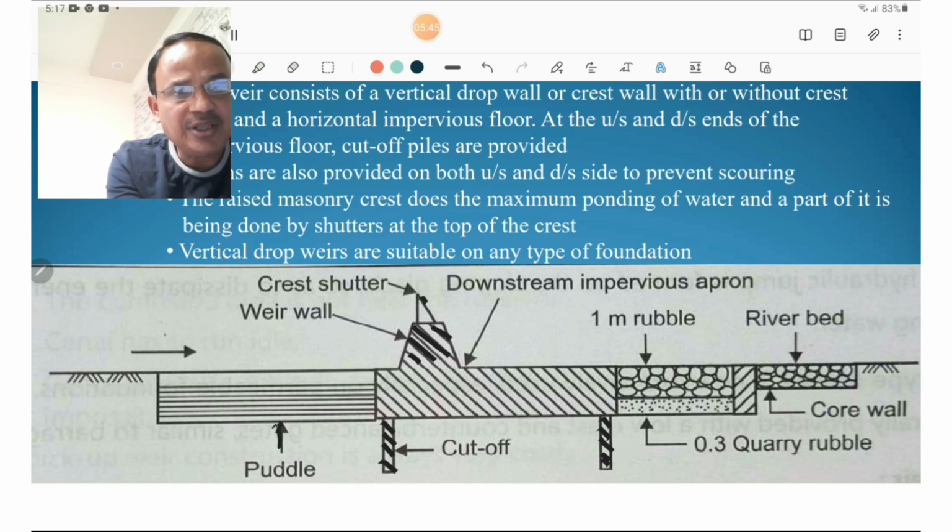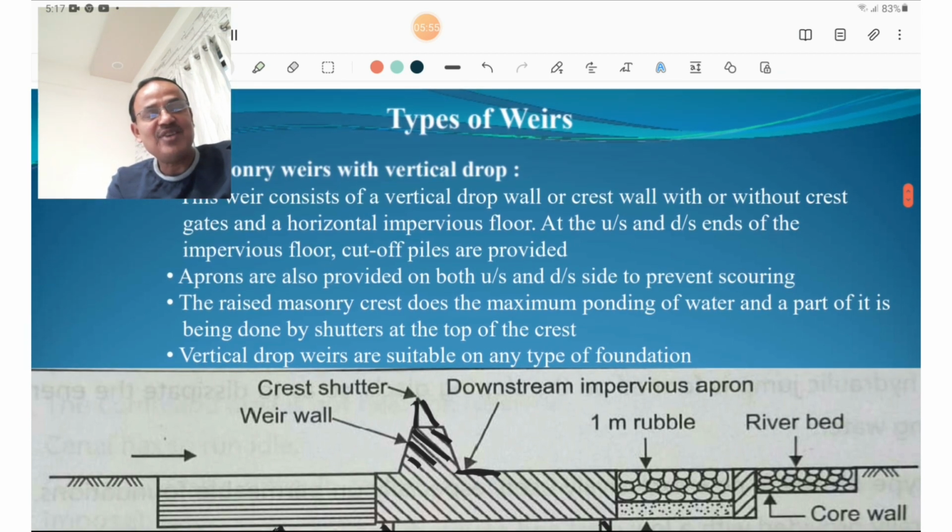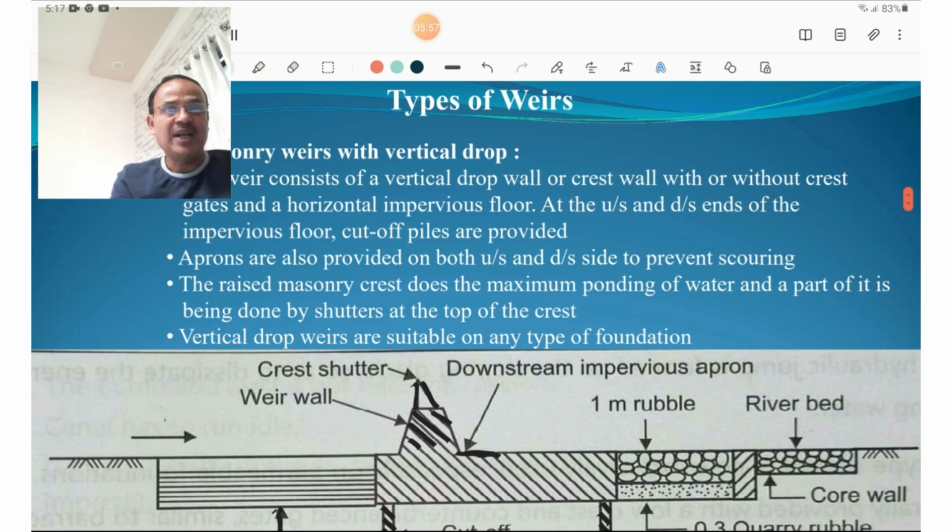This is the crest shutter, which is provided on the top of the weir wall. And here a downstream impervious apron is provided. Such a type of weir is called a masonry weir with vertical drop. And aprons are provided on both sides. Vertical drop weirs are suitable on any type of foundation, that is very important.